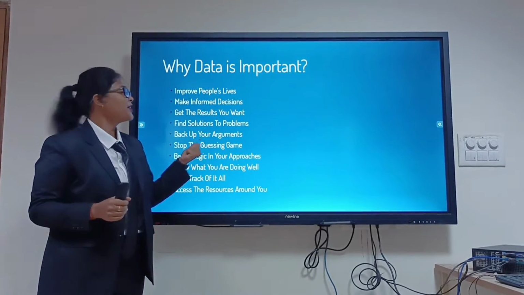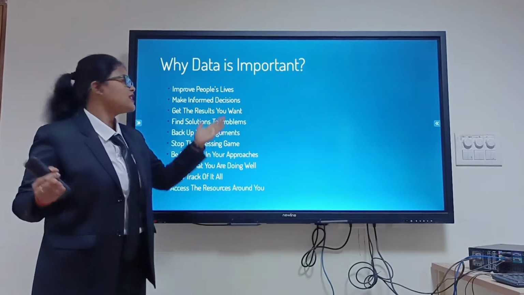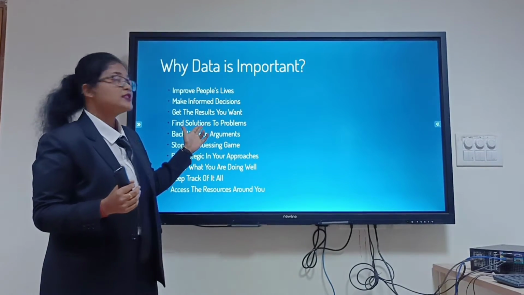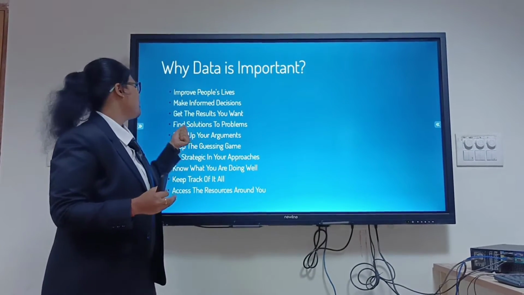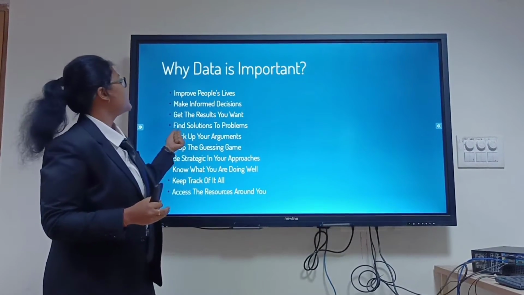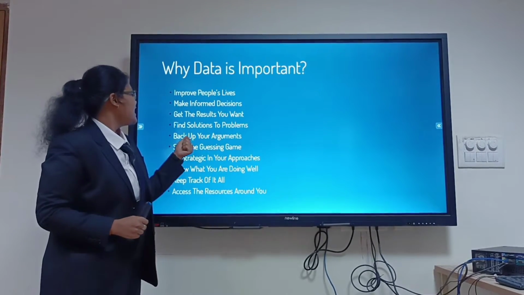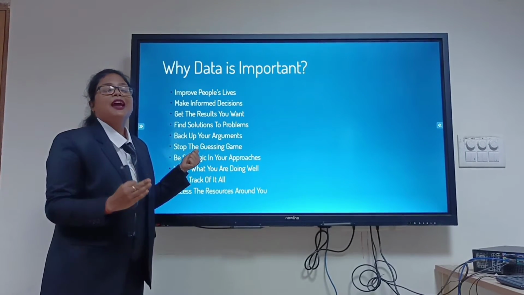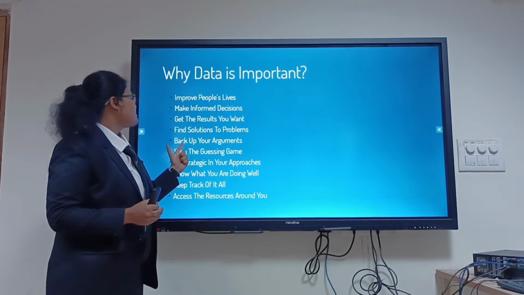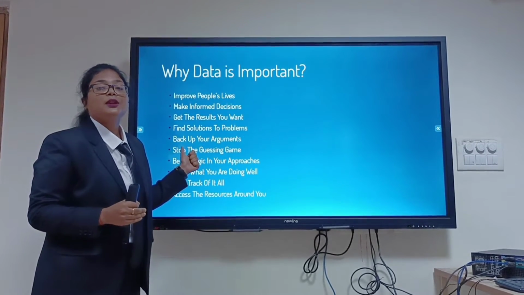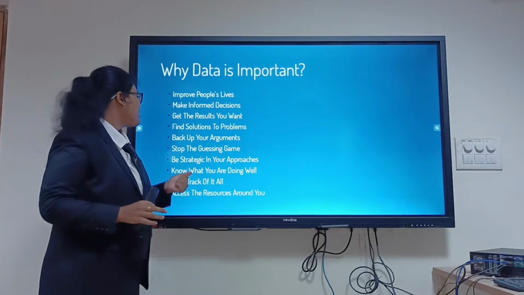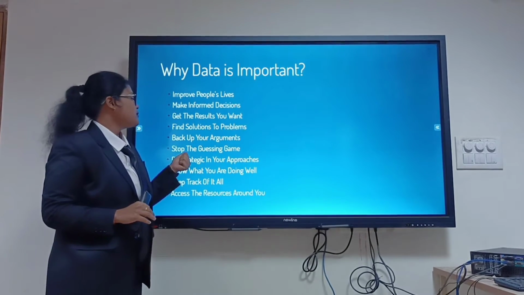Get the results you want, find solutions to problems. Those are very similar things. Obviously, when you will be collecting the data, you will be getting the problem and then you will be getting its solution. Then back up your arguments. You will be having some arguments with you. By collecting the data, you will be proving your argument, your statement. Hence, it's important.